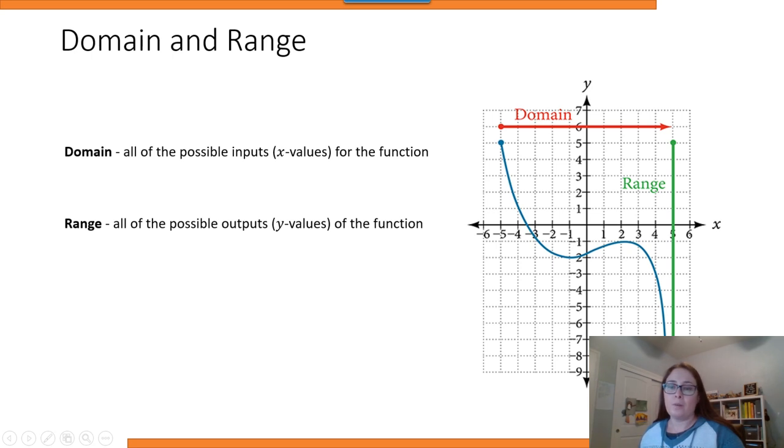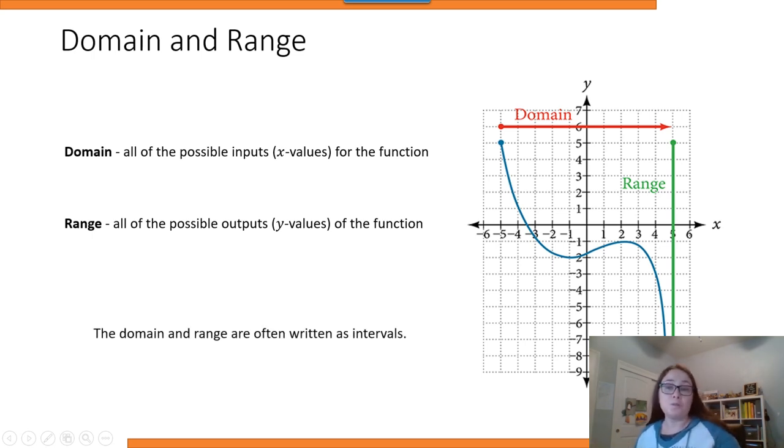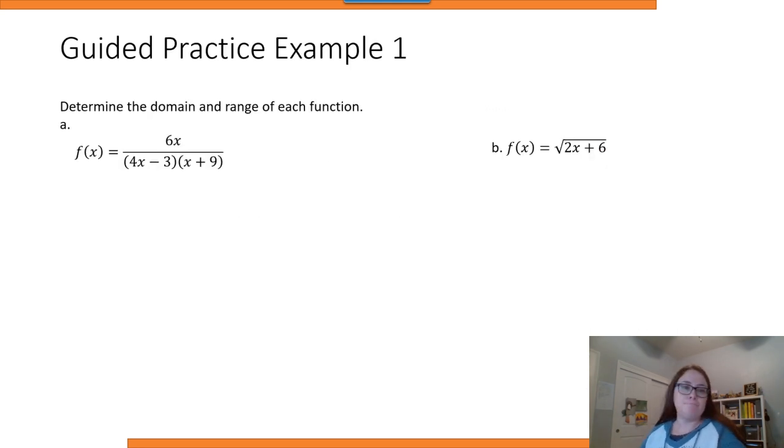Now the arrow down here in the bottom right indicates that this goes on forever, so I can assume that my range starts at 5 and goes off to infinity, and that the domain starts at negative 5 and goes to infinity. Now, a lot of the time, domain and range are written as intervals, but sometimes you might have just a single point or a bunch of intervals strung together using that union symbol. So let's look at some examples with this.